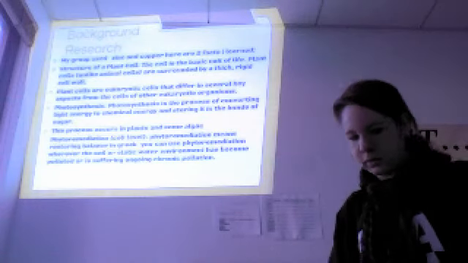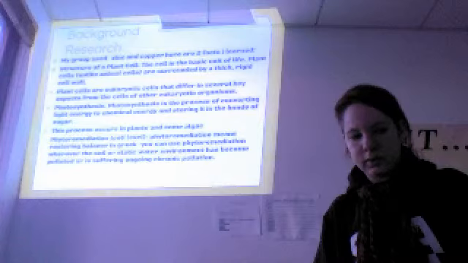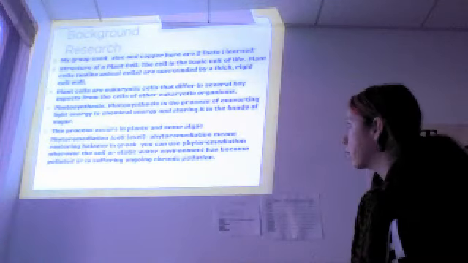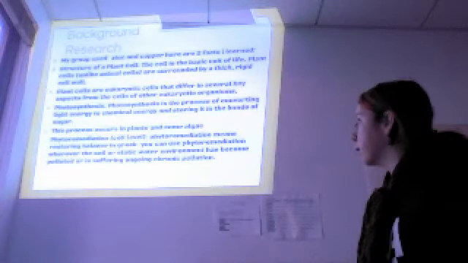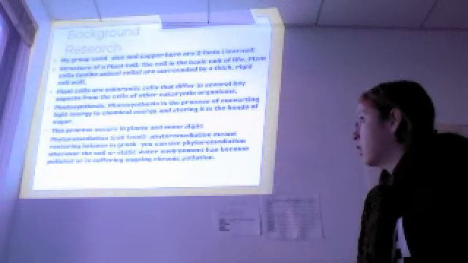My group used zinc and copper as the two main things that were used on the plant to see as the toxins.